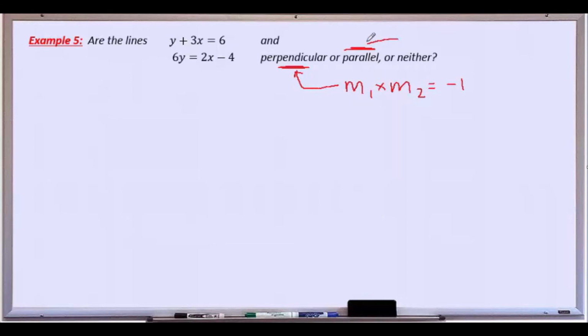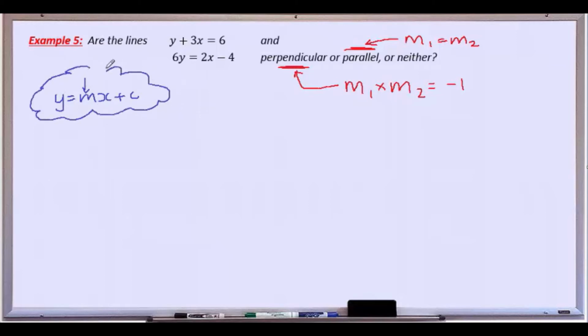Parallel lines, they're parallel if their two gradients are the same. So that's what we're looking for. And neither will be that they're not the same and their product isn't -1. And it's really easy for us to check this out if we put everything into the form of y equals mx plus c, because everything we look at for this has got to do with gradients. So our m is going to be the useful number here.